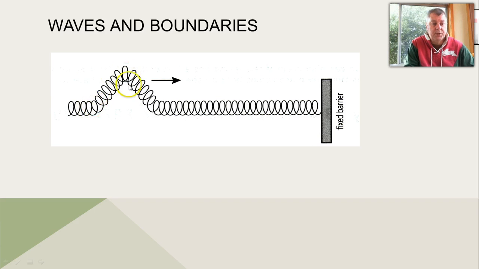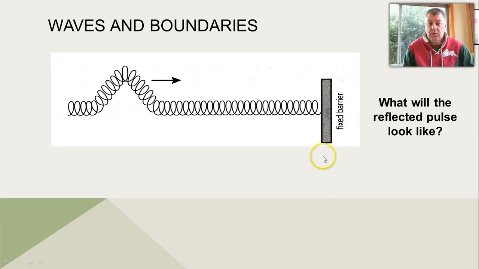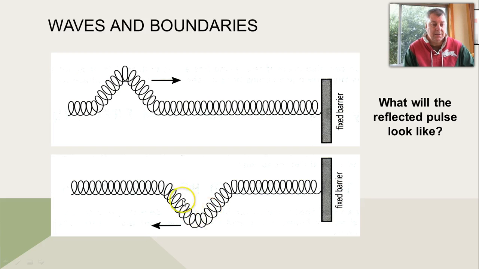So here we have a spring, and we have a fixed boundary. What we're asking here, or what we're going to learn, is what happens to this pulse when it comes to this boundary, and what happens to the energy that's involved in it. So what do you think? It's going to get reflected, so it's going to bounce off it, but what's it going to look like? Well, it actually looks like this.